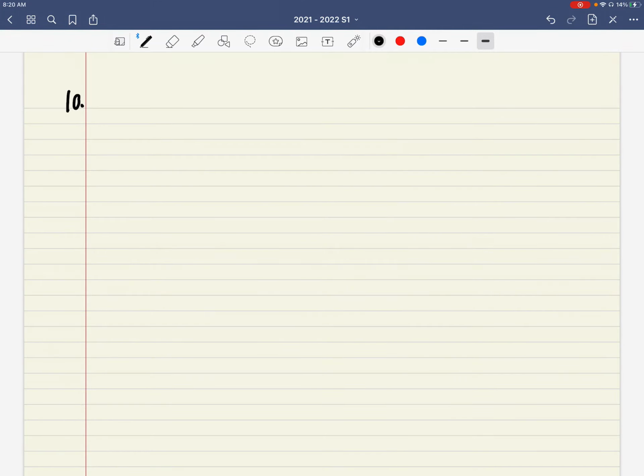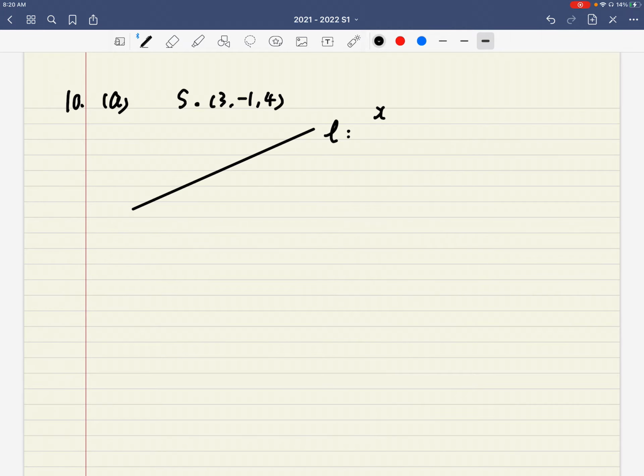Okay, problem 10. A, find the distance from a point S, which is (3, -1, 4), to the line L. This is the line L: x is 4 minus t, y is 3 plus 2t, and z is -5 plus 3t. Here t is a real number.